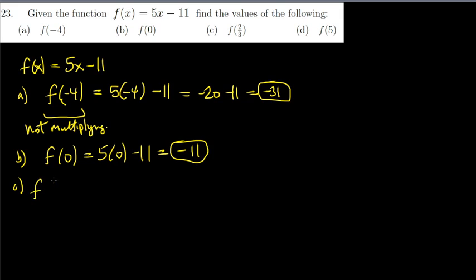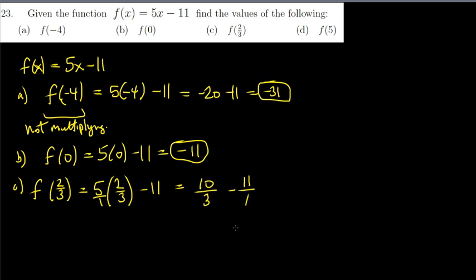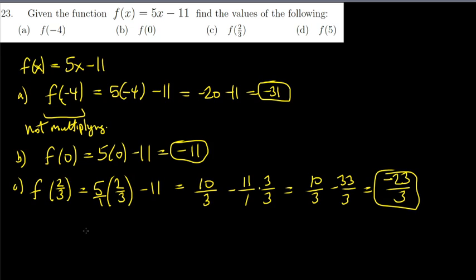For part C, f of 2/3 is 5 times 2 over 3 minus 11. All right, so this one's a little bit more difficult to work out. You have 5 times 2 is 10, 1 times 3 is 3. But now we need a common denominator, which is just 3. So multiply top and bottom by 3 here. So you get 10 over 3 minus 33 over 3. So that's going to be negative 23 over 3. You can leave it like that.